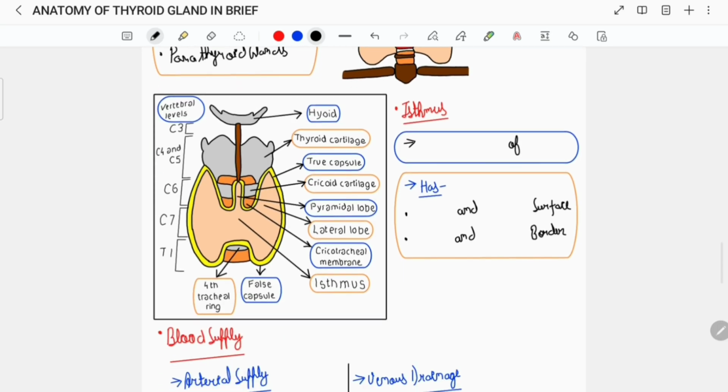Talking about the isthmus, it connects the two lobes of the thyroid gland, and it has two surfaces which include the anterior and the posterior surface, and has two borders which include the superior and the inferior border.